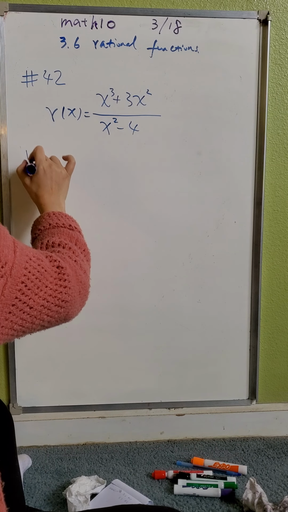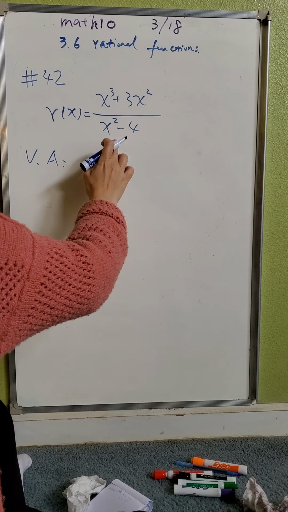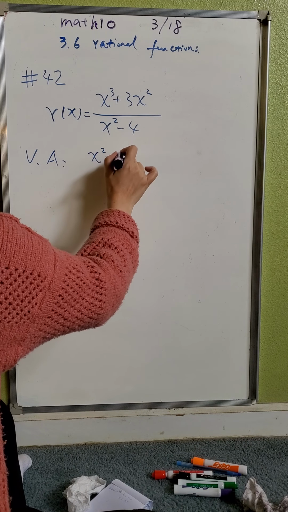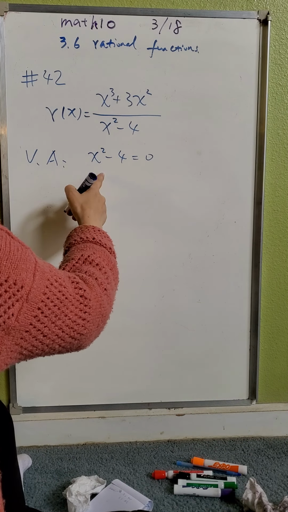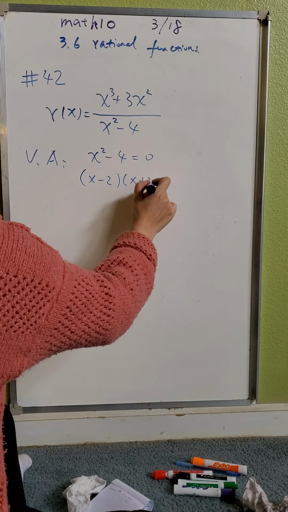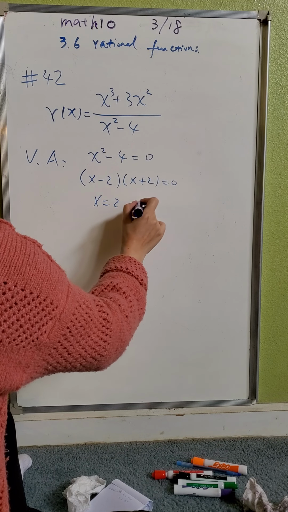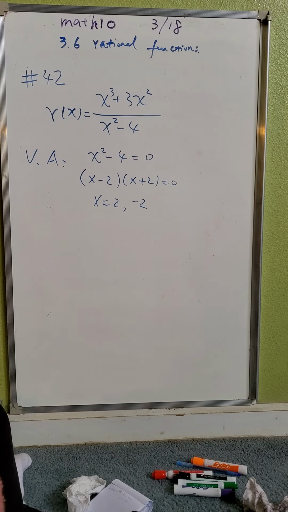We're going to do the vertical asymptote first again. That will be denominator equals 0, so x squared minus 4 equals 0. Factor this one: x minus 2, x plus 2 equals 0. Then x equals 2 and negative 2. So that will be your vertical asymptote.